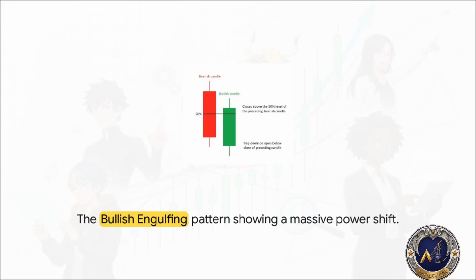Picture a micro battle right at the absolute bottom of a downtrend. This is known as the bullish engulfing pattern. In this scenario, sellers make a small red push downwards. But immediately after, the buyers aggressively overpower them. They create this massive green candle that completely engulfs both the upper and lower ends of the previous red one. It opens lower, but surges to close higher. It is just a massive statement of power from the buyers that the trend is reversing right now.